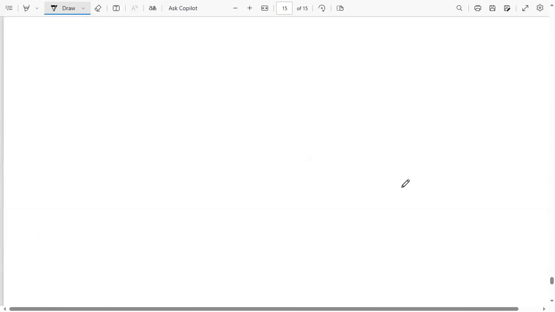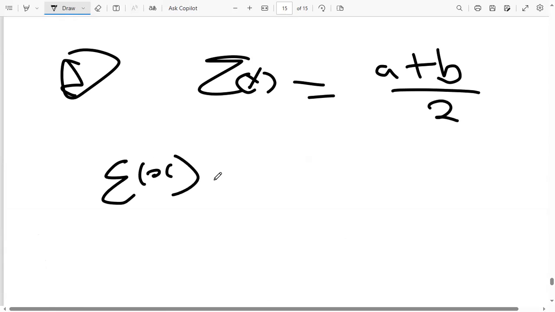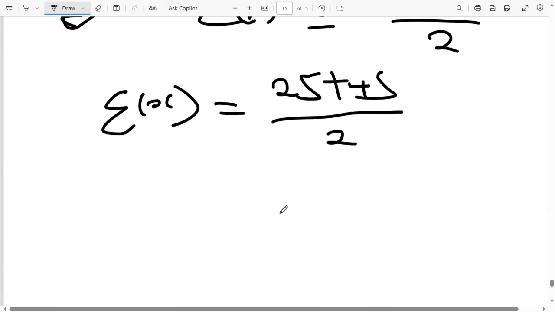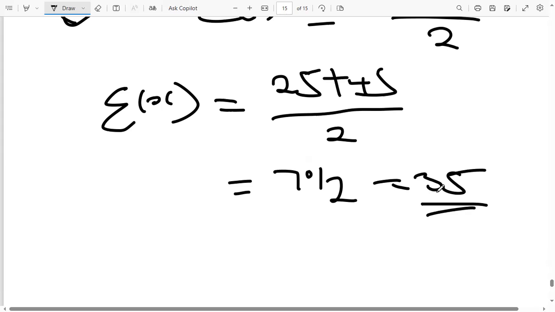Okay, and then they are also saying find the expected value. So the expected value is the same as the mean. So the expected value for a uniform distribution will just be equals to what? A plus B divided by 2. Okay, so expected value will just be equals to, what was our A? Our A was 25 plus our B was what? 45 divided by what? 2. So this here is going to give you 70 over 2, which will just be 35. So our expected value is 35.